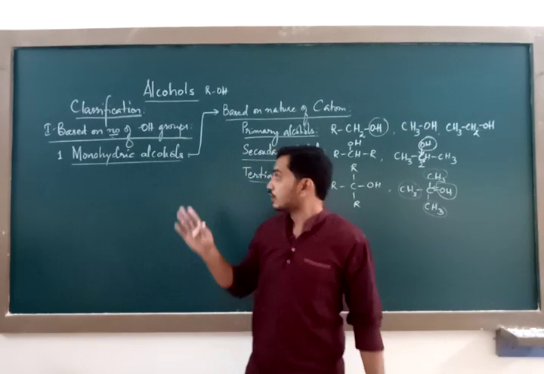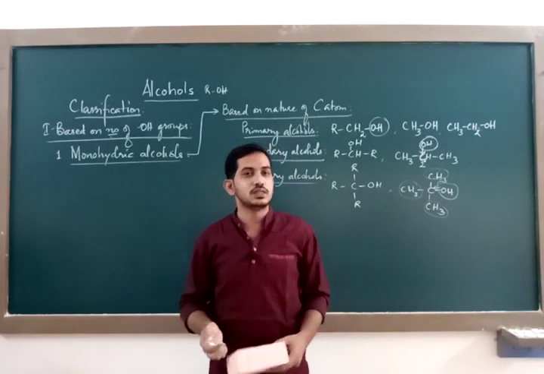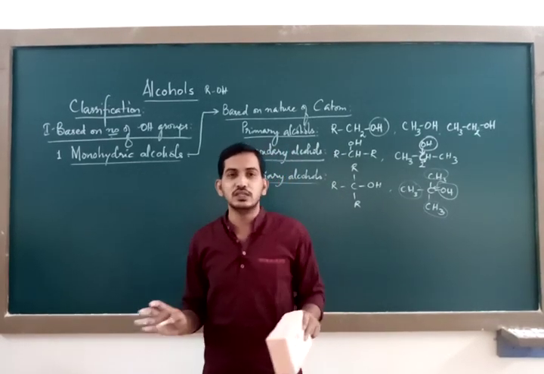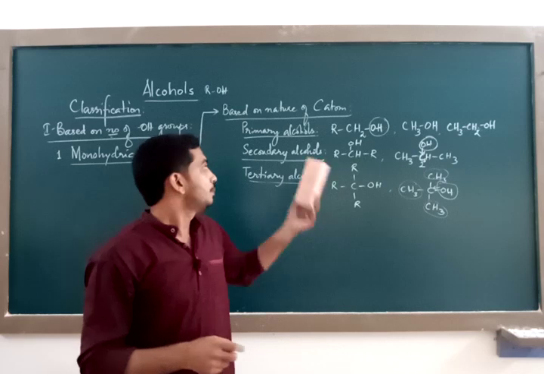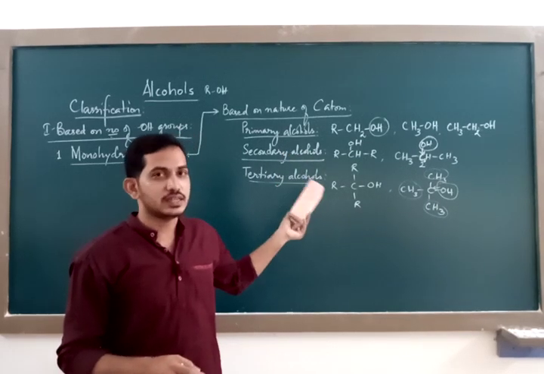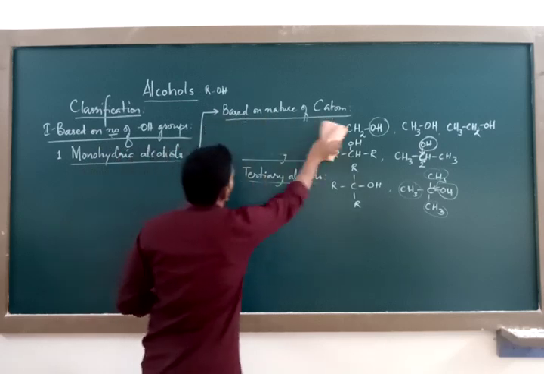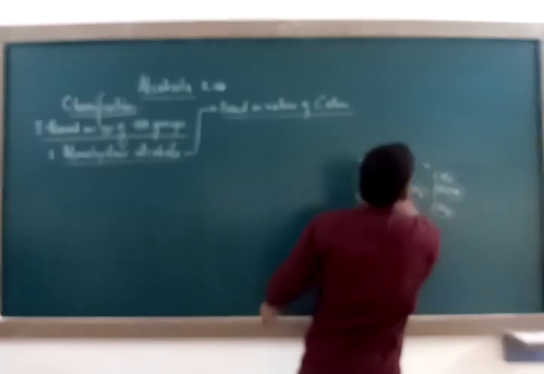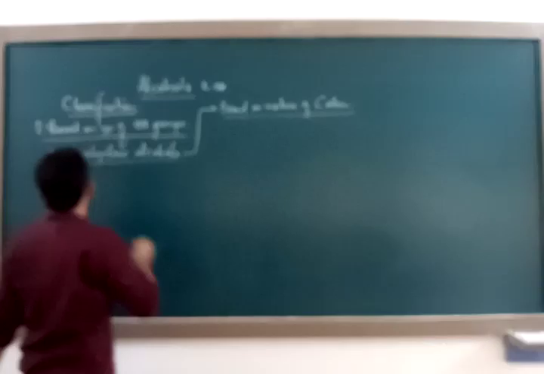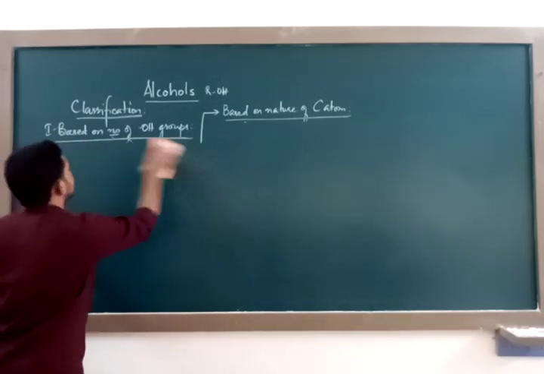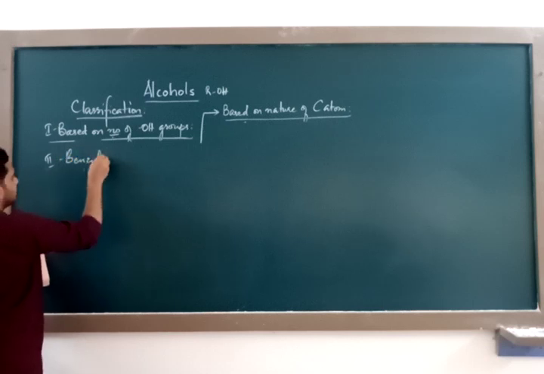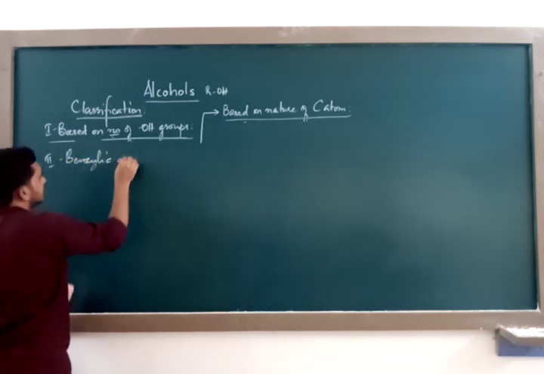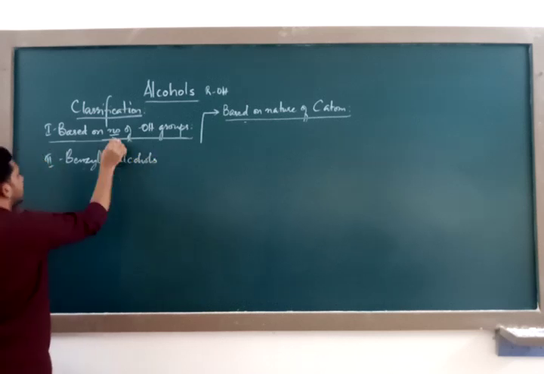This much is the classification for only monohydric alcohols on the basis of the nature of the carbon atom to which the hydroxyl group is attached. There are 3 classifications: primary alcohols, secondary alcohols and tertiary alcohols. Next set of classification is benzylic alcohols. Some books claim this classification as aromatic also, but more appropriate will be benzylic alcohols only and not aromatic alcohols.